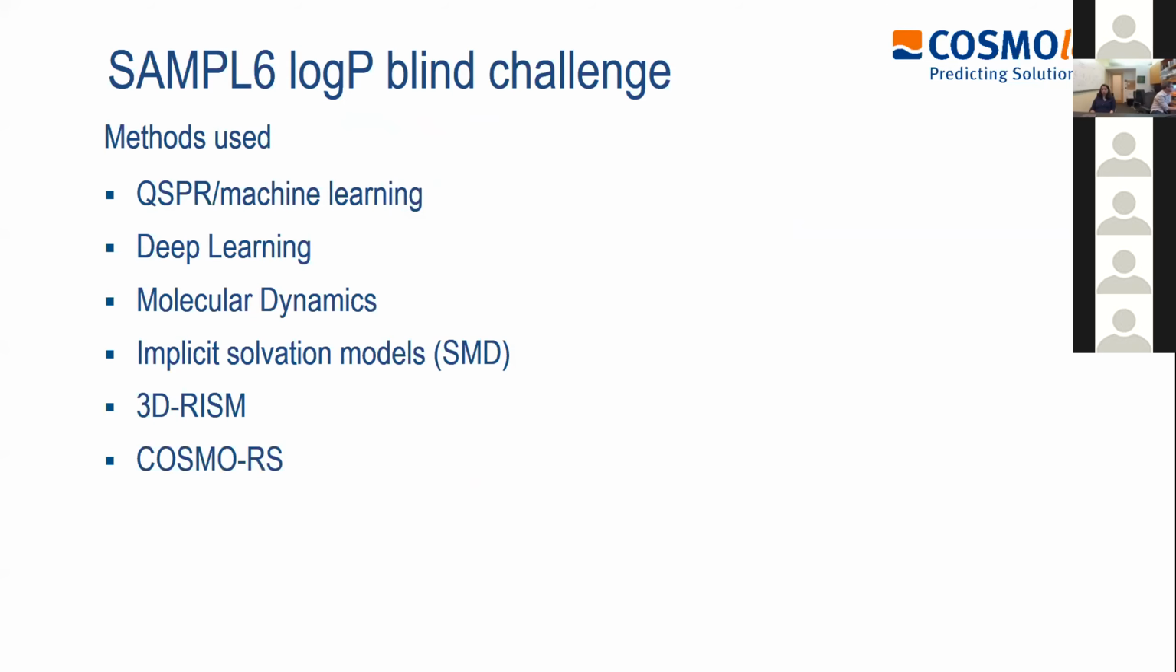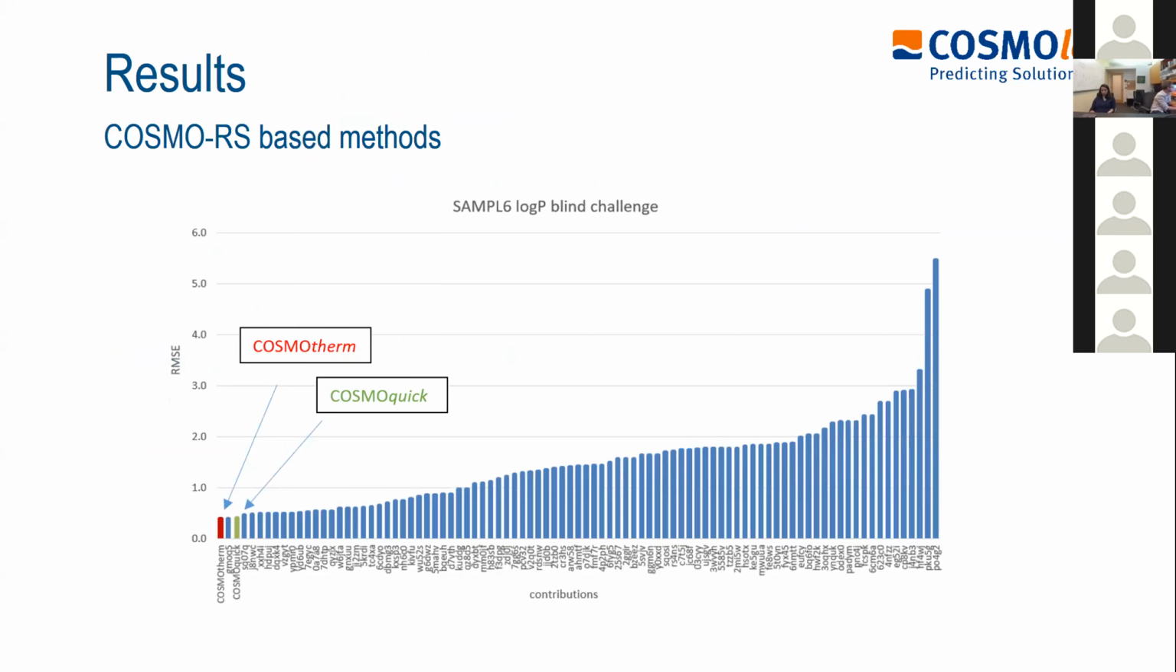Okay, so it was quite interesting to see that such diverse kinds of methods have been applied to this SAMPL6 logP blind challenge, like QSAR, machine learning, deep learning, molecular dynamics, implicit solvation models, 3D-RISM, and also COSMO-RS. Due to limited time, okay, so these were our two submissions we made.